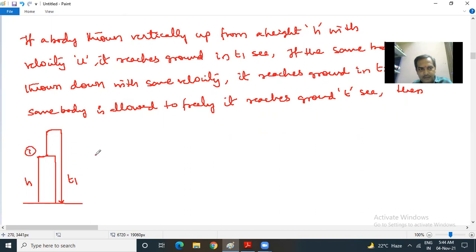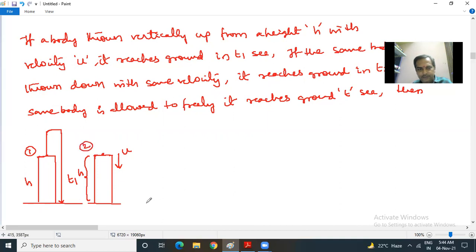Second case, so roughly you take same height. Same body, but it is thrown down with providing initial velocity. But it covers again a distance equal to height of the tower. Next. So this is second diagram.